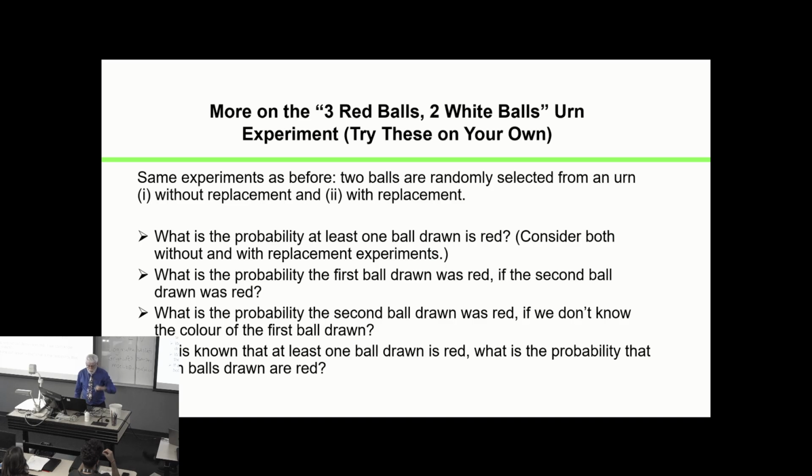Adding another good challenge here. If it is known that at least one ball drawn is red, what is the probability that both balls drawn are red? These are on your own. I'm not going to belabor them right now.